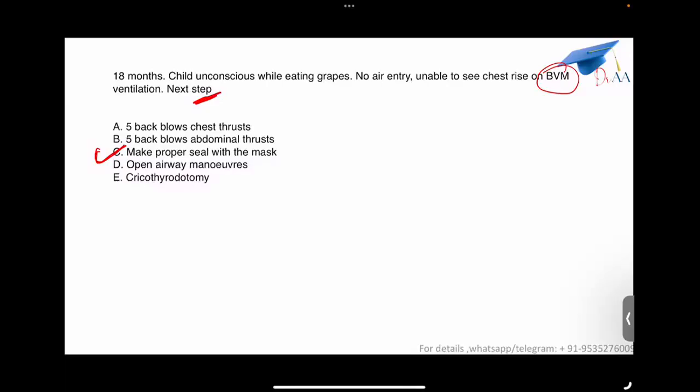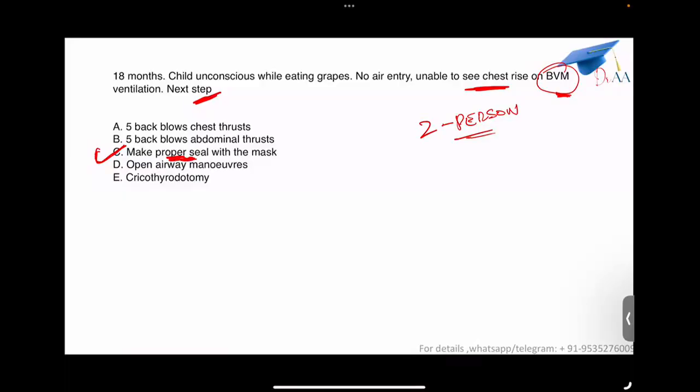Ideally they should give rescue breaths, and they are trying to give them using bag mask ventilation. If there is no chest rise, there are a few things you need to consider first. Is the seal good enough? If the mask is not properly sealed, there might be an air leak, which might be the reason there is no chest rise. Next, you can use a 2-person technique where one person seals it properly and the other person is bagging. So the next best step here will be to make sure that there is a proper seal.